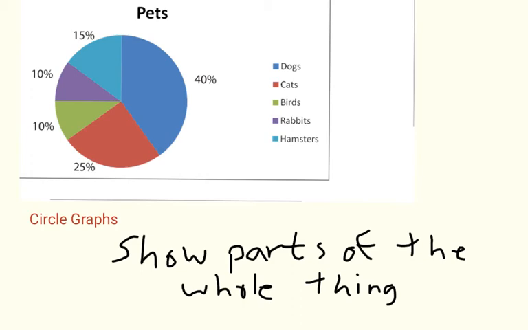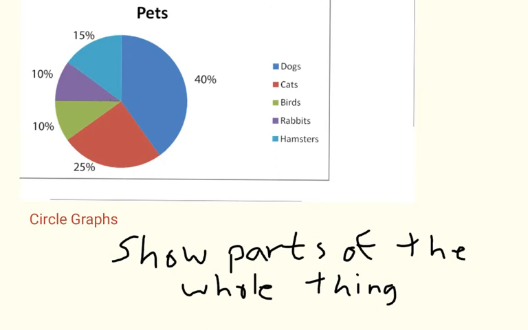Circle graphs show parts of the whole thing. Suppose we had done a survey of pets that people own in the classroom. We counted all of the pets. If there were 100 pets altogether, then we would see from this display that 40% of the pets were dogs, which would mean there were 40 dogs. 15% were hamsters; you see the color code there. Rabbits, 10%. The green would be birds, and cats, 25%. So the whole thing is the whole circle, and the parts are the shaded parts: dogs, hamsters, etc.